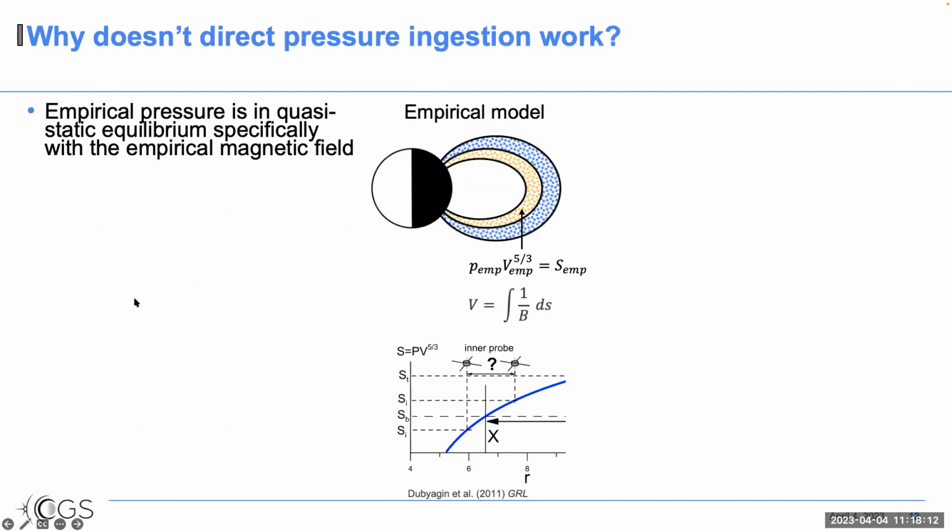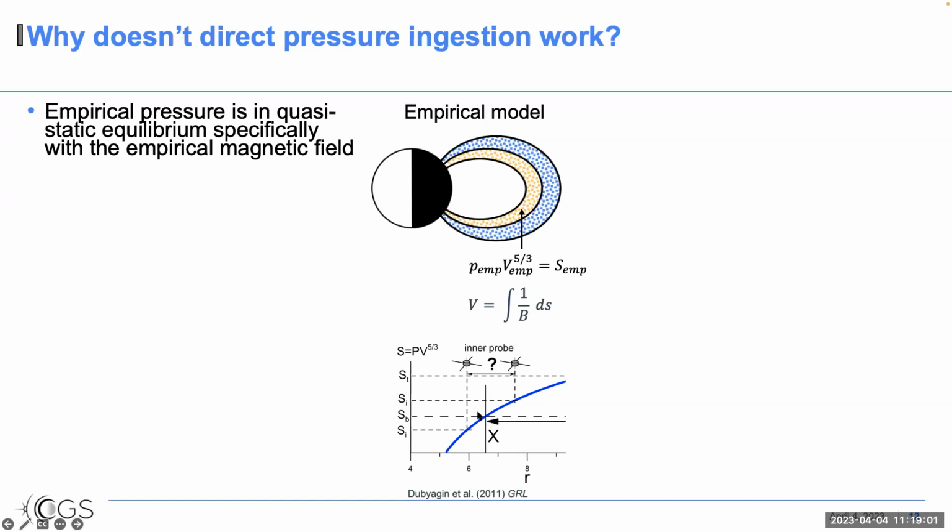So to try and explain that in a little more detail, the empirical pressure that ends up getting calculated is in a quasi-static equilibrium specifically with the empirical magnetic field. And so if we take our little example magnetic field here, we have these two flux tubes in orange and blue. For a given flux tube, it has its own pressure and flux tube volume, V, which is this integral of 1 over B. And this quantity P times V to the 5/3, or P V to the gamma, equals the flux tube entropy. And so as shown in this figure here, there's a certain stability condition to the magnetosphere where the system is stable if entropy is increasing with radial distance.